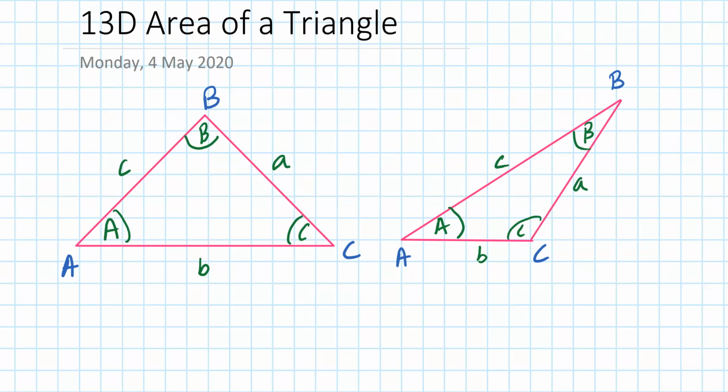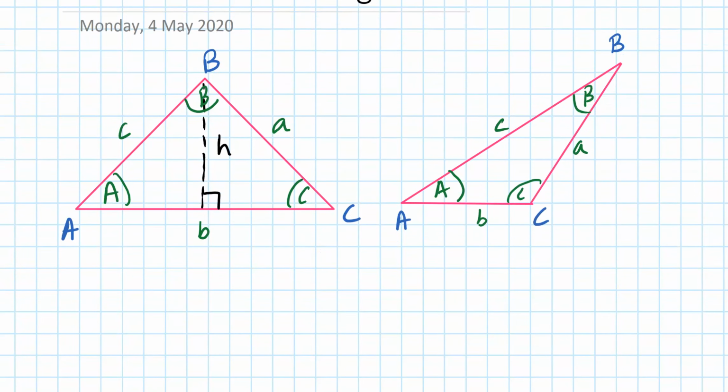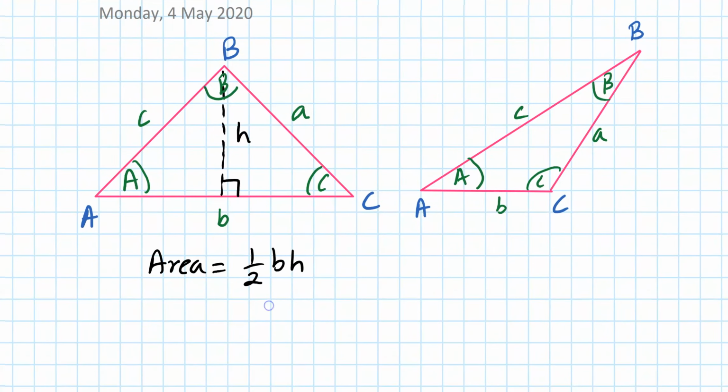Now first thing, I'm going to drop a perpendicular line from B onto the AC. Let me take this height as H. Now if I know the H, I would write down area is equal to half times b times H. Well, that's our normal equation for an area of a triangle. We know the base length b, but we do not know H at the moment in terms of a, b, c.